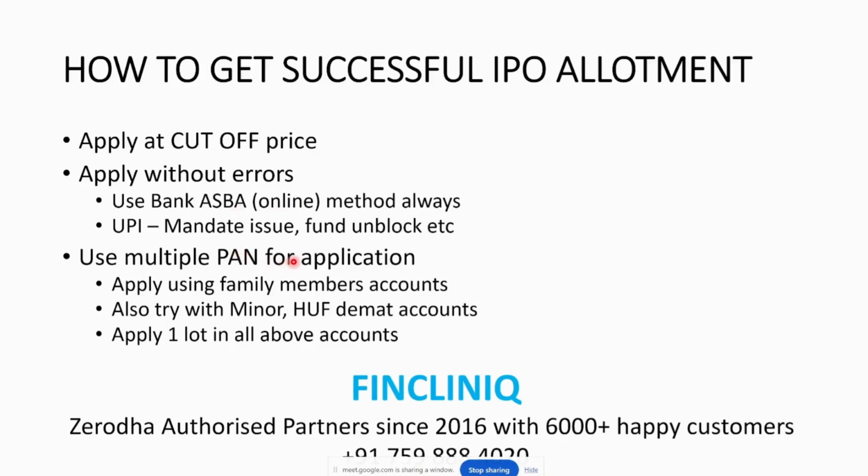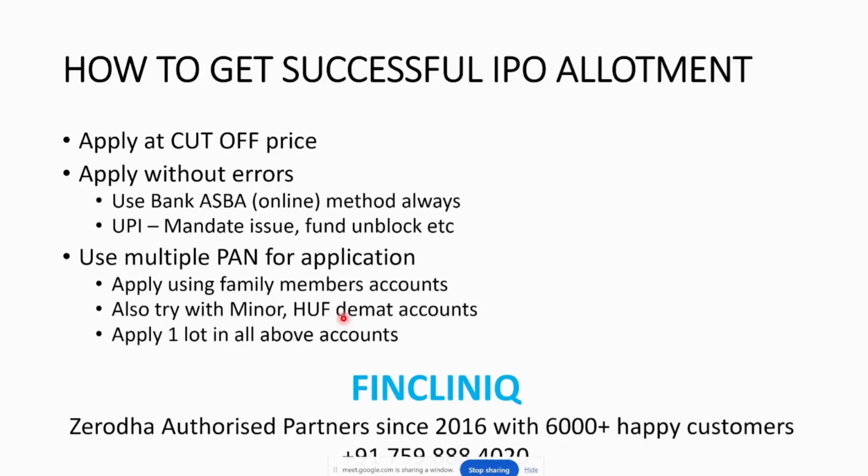And the last one is to use multiple PANs for application. Since, as I told, only one application can be used per PAN, you cannot use multiple broker accounts. So you just use one PAN, but try to have multiple demat accounts for your family members. You can open for adults, and you can open a minor demat account also. Even that is now available completely online in Zerodha, and you can also open a HUF. So you even have that option. As an individual, you can try opening a demat account for everyone in your family.